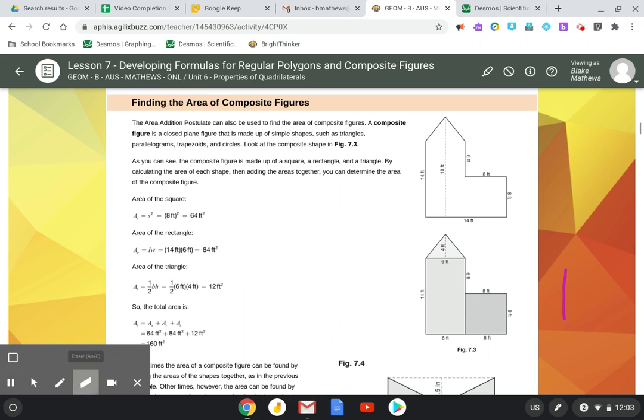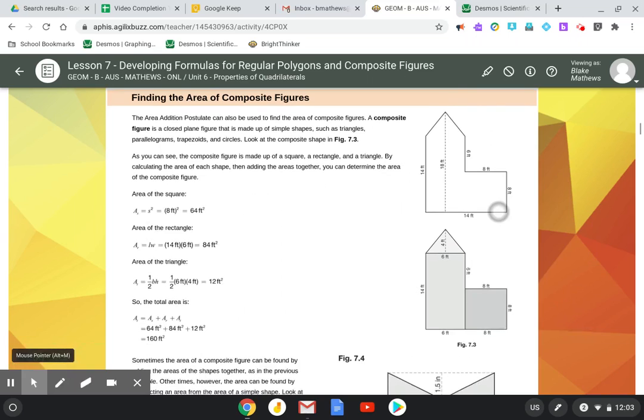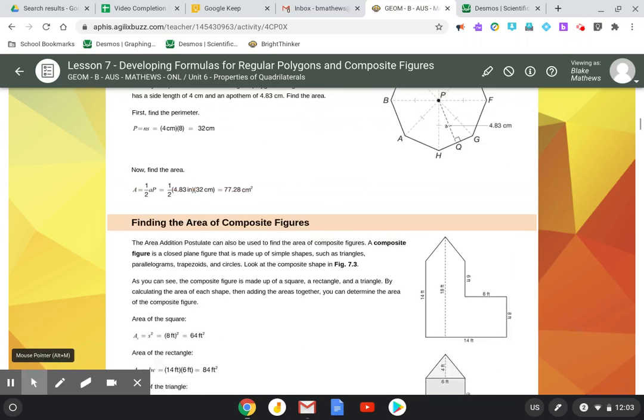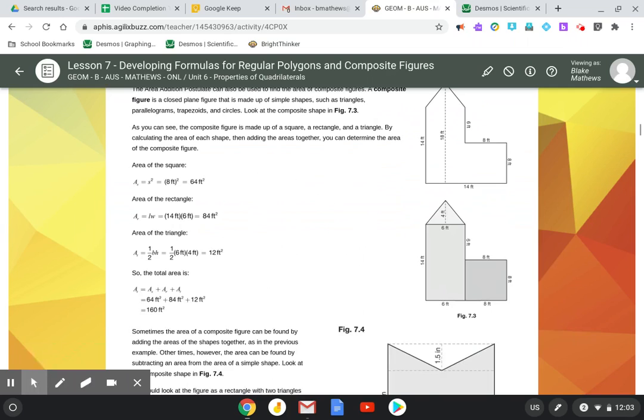So for instance, in this example, they have split this figure into the shaded regions you see here. We have 3 regions: this is the area of the square, the area of the rectangle, and this is the area of the triangle. We're going to add up those 3 things to find the total area.